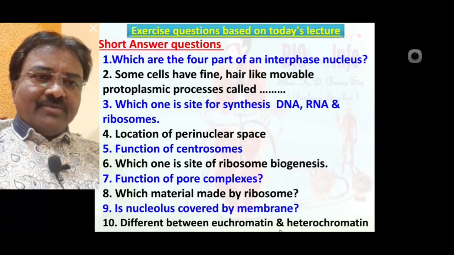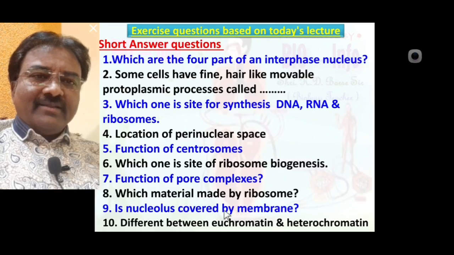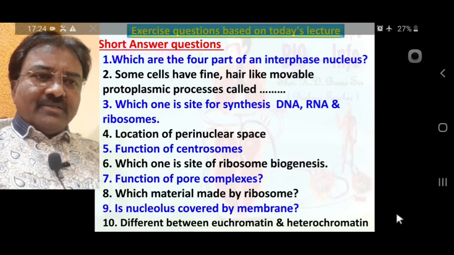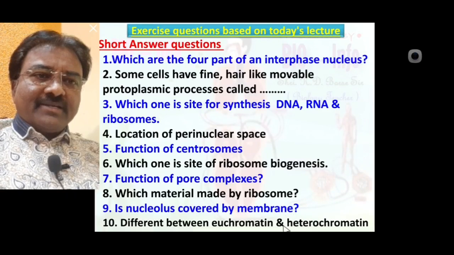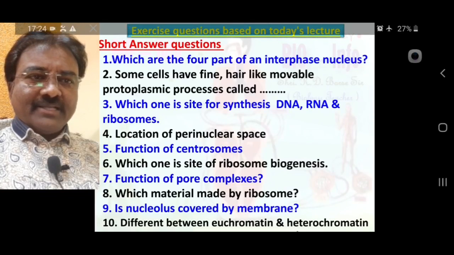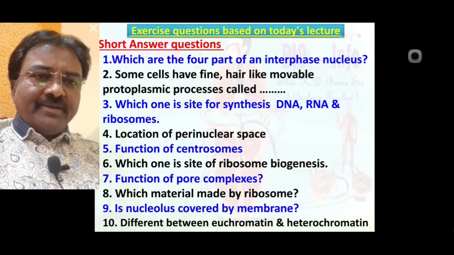Difference between euchromatin and heterochromatin? Yes, euchromatin is a region of chromatin material that is genetically very active because it contains a large number of DNA. While heterochromatin is also a chromatin region, but it is genetically inactive because less DNA is present in it, so we call it heterochromatin. So this is the difference between euchromatin and heterochromatin.